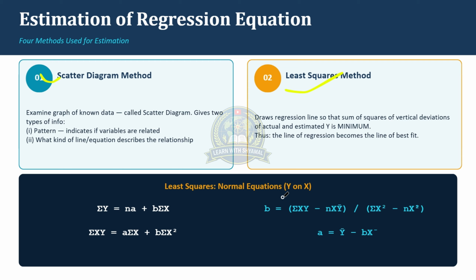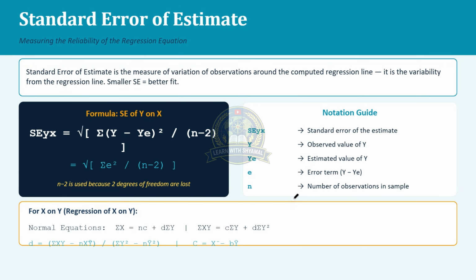Least square normal equation y on x. These are some formula. Standard error of estimate, measuring the reliability of the regression equation. Standard error of estimate is the measure of variation of observations around the computed regression line. It is the variability from the regression line, smaller SE means better fit. Formula SE of y on x, this is the formula.